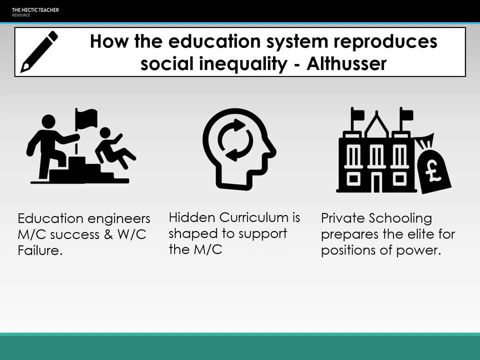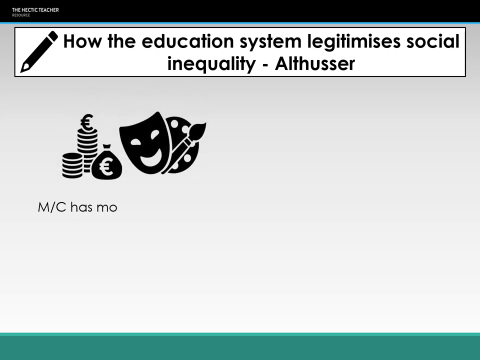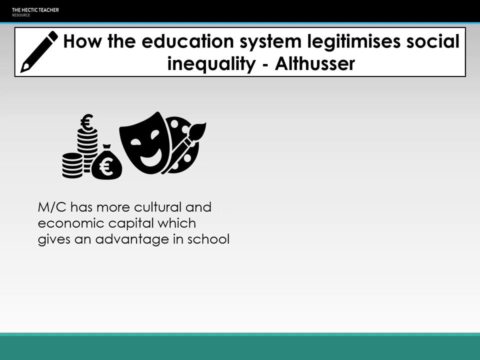Okay. He also talks about how the education system legitimizes social inequality. And what he means by that is it's about making the social inequality seem natural, to make it seem like this is a naturally occurring situation. It's not a social construction, and that you should accept that this is how things should be. So first of all, again, he talks about cultural capital and economic capital. And he says that the cultural capital, which is the kind of almost common sense knowledge or prior knowledge that the middle class have before they get into the education system, and the economic capital they have, gives them an advantage in the education system.